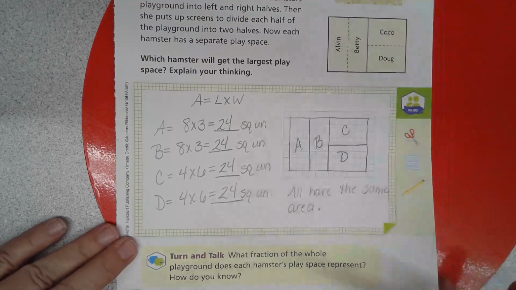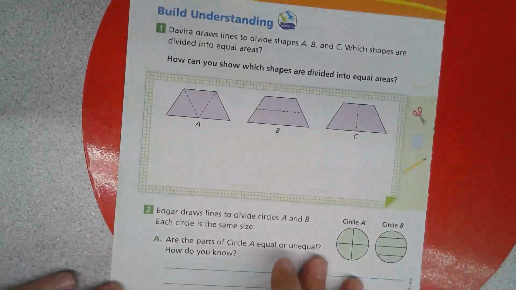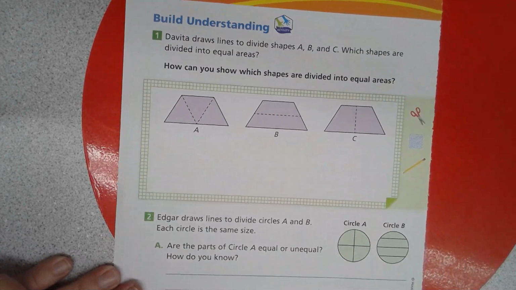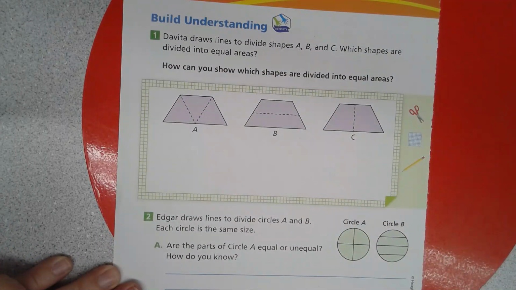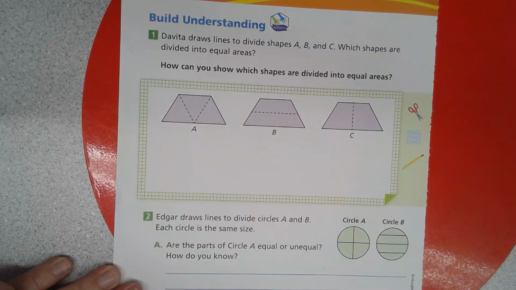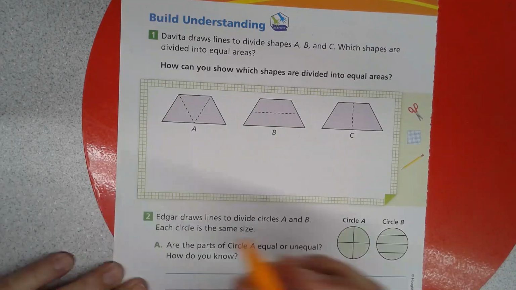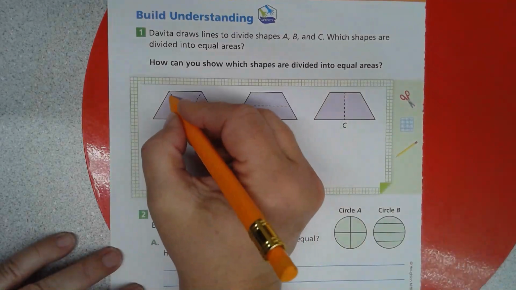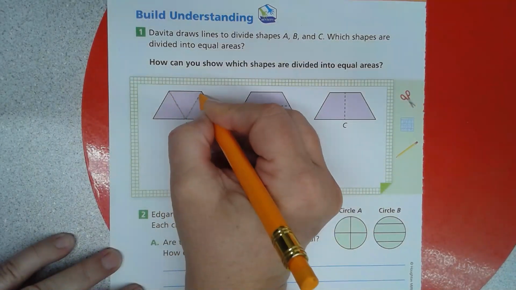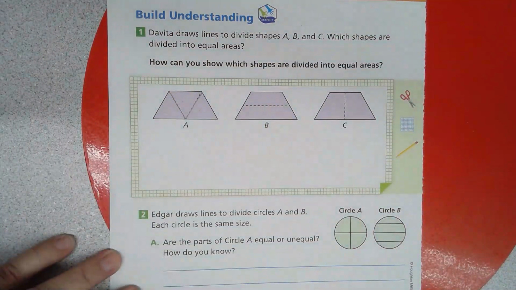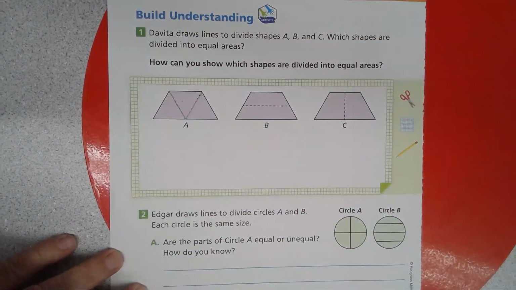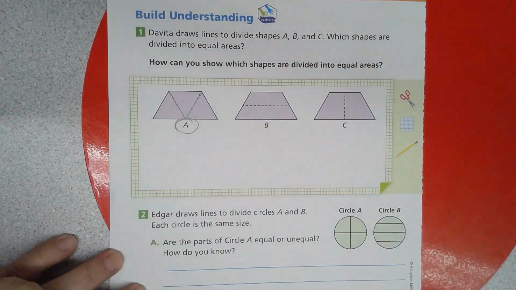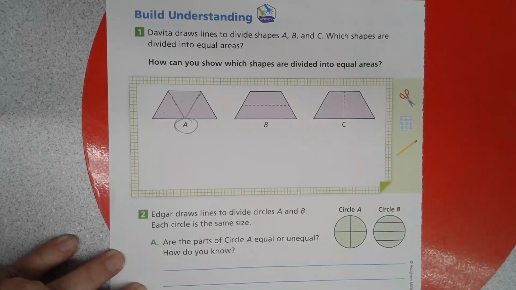Okay? All right, now, on the other side, Davida draws lines to divide shapes A, B, and C. Which shapes are divided into equal areas? How can you show which shapes are divided into equal areas? Okay? So if we look at this, we have 3 triangles here. Do you see that? Boom, boom, boom. And they are equilateral triangles. So A is definitely divided into equal areas.